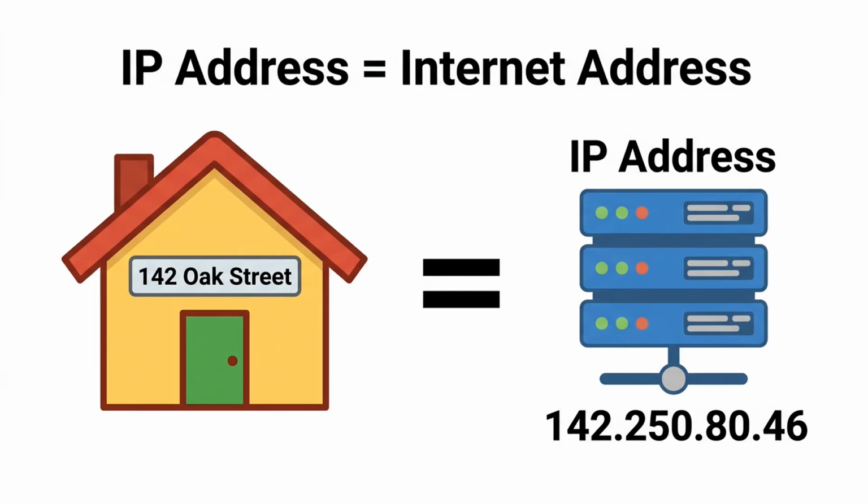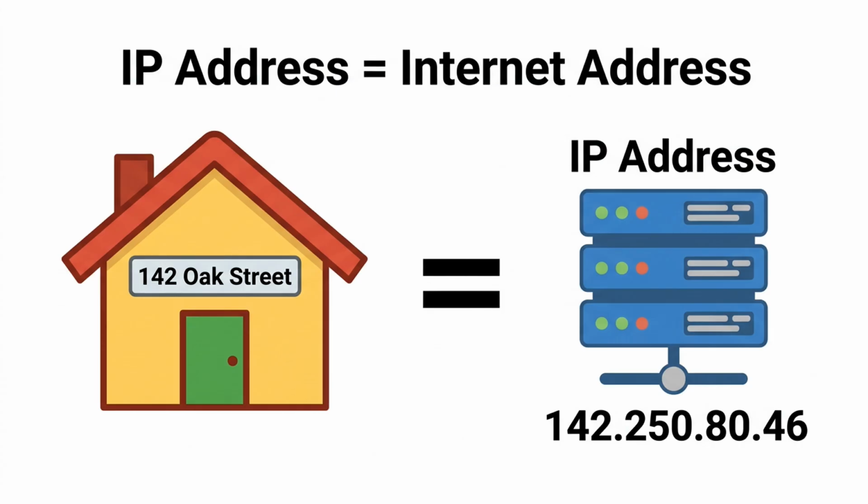Before we talk about DNS, let's cover something important. IP addresses. Every single device on the internet has a unique IP address. Think of it like a home address, but for computers. A typical IP address looks like this: 142.250.80.46. That's actually one of Google's addresses.